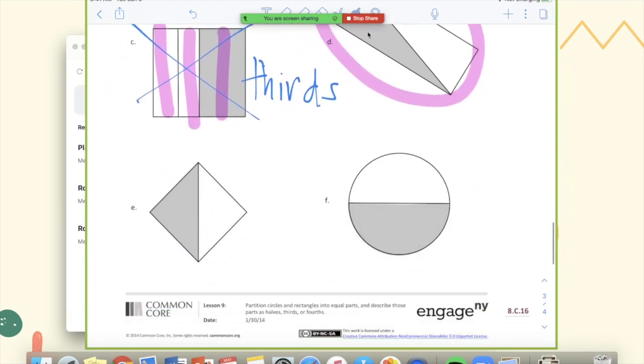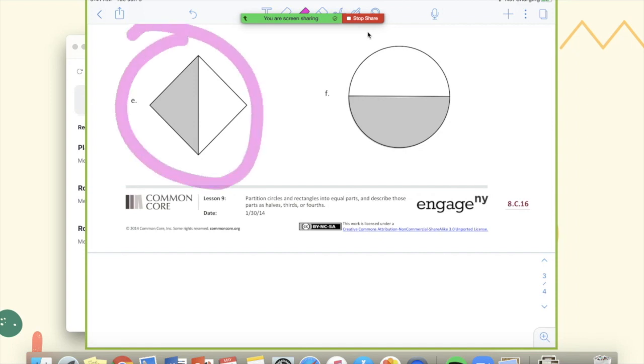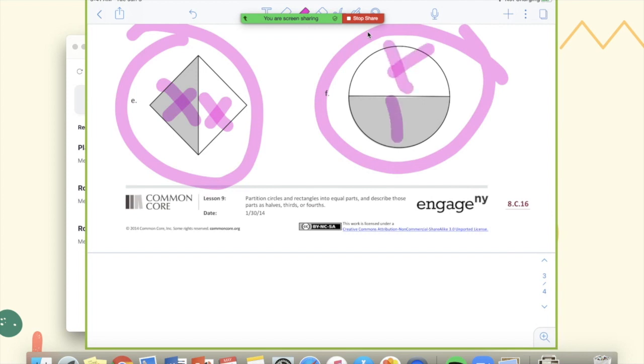Now, look at shape E. Is that a square? It is a square. It looks like a diamond, but it's actually a square. Is that shape showing equal halves? The answer to that is yes, because we have 2 parts, 1, 2, and then they're equal, okay? Because they're the same size and same shape. And then shape F, that's a circle with halves. Is it equal? The answer is yes, because there are 2 equal parts. It's right down the middle of the circle, which is why it is equal.